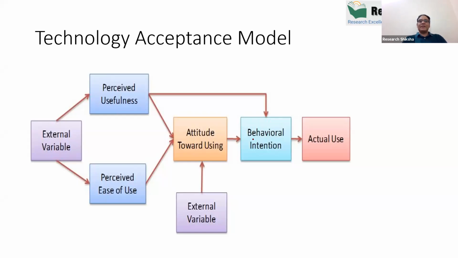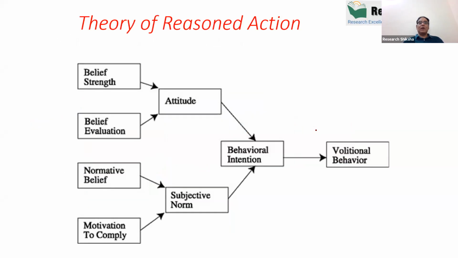So basically this is the attitude about using. So what is the attitude? And these are the exogenous variables, external variables. They have an impact on perceived ease of use, perceived usefulness, attitude toward using, behavioral intention, and actual use. So this model is explaining the behavior of consumers in adoption of the technology. Although this is an old model, we have a new model. I will show you that model also.